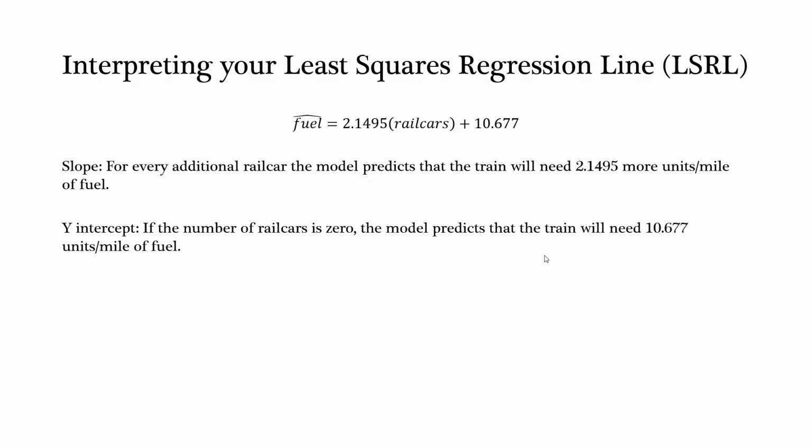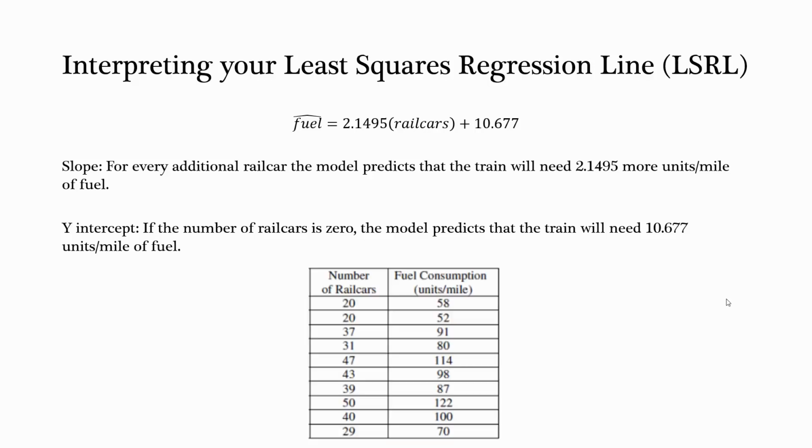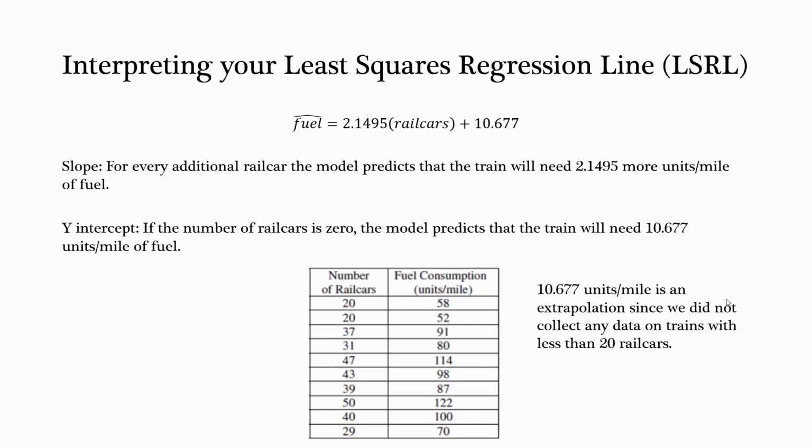And what about the y-intercept? Well, in general, the y-intercept in a linear equation is the value that the equation outputs when x is 0. So in this particular case, if the number of rail cars is 0, the model predicts that the train will need 10.677 units per mile of fuel. However, I would not trust the prediction of 10.677 units per mile of fuel when there are 0 rail cars. That's because this is an extrapolation, since we did not collect any data on trains with less than 20 rail cars. Extrapolations are in general not trustworthy.